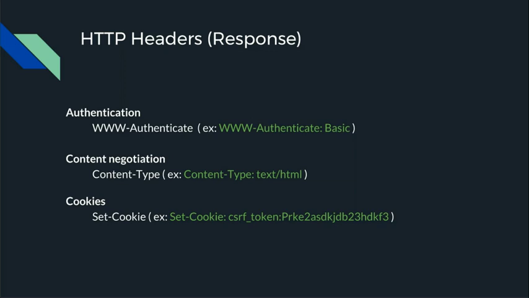And there is the content negotiation header. The server exposes what type of content it returned in the response body. For example, if the server returned HTML, the content type will be text/HTML. And if the server wants to set a new cookie on the client, it returns a header called Set-Cookie with the key and value of the cookie it wants to plant in the client.